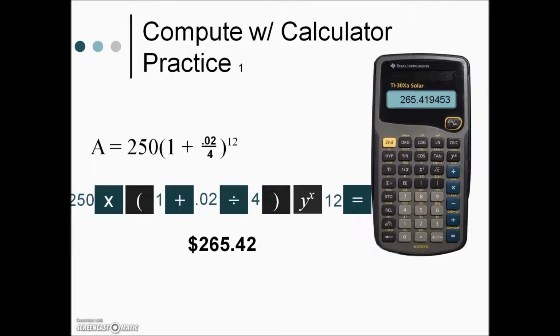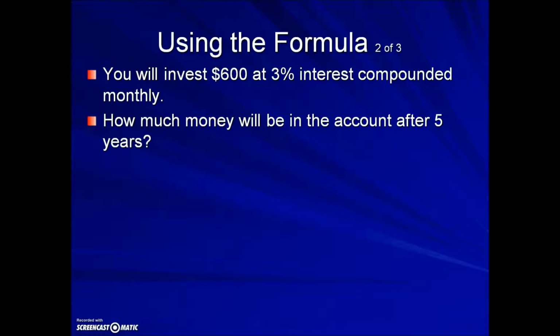$265 and, rounding to the nearest cent, 42 cents. This is the amount of money that will be in the account after the 3 years, with the account compounding quarterly and paying 2%. Let's look at another one.